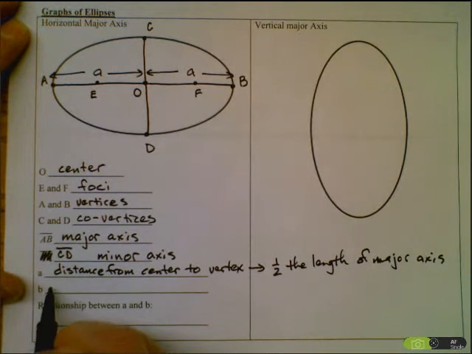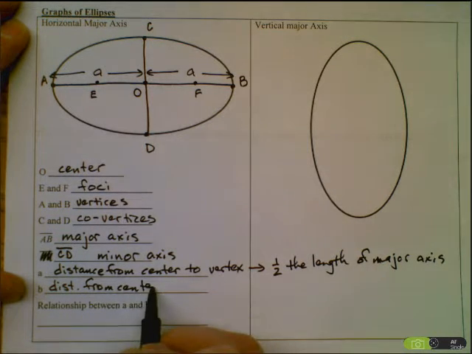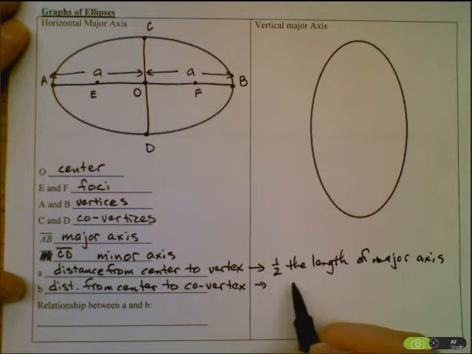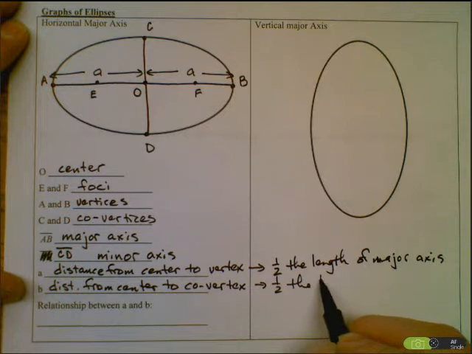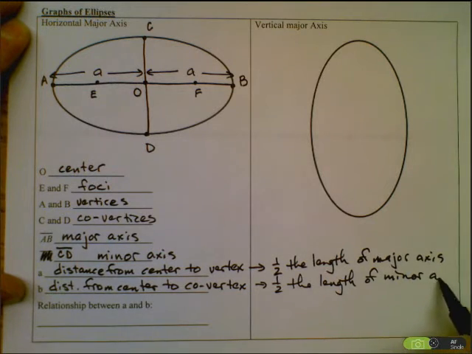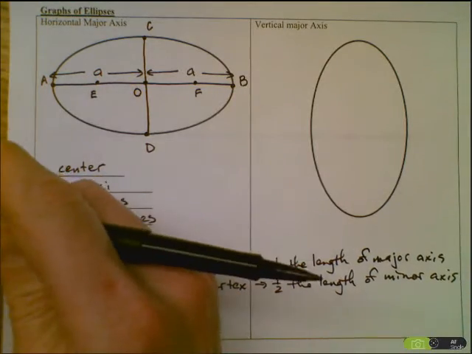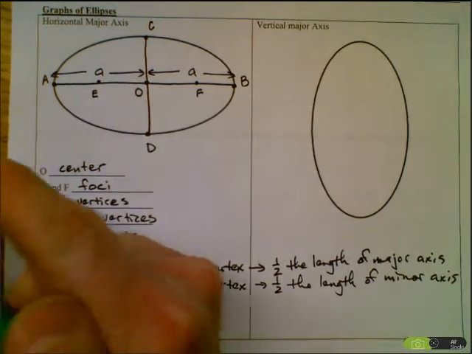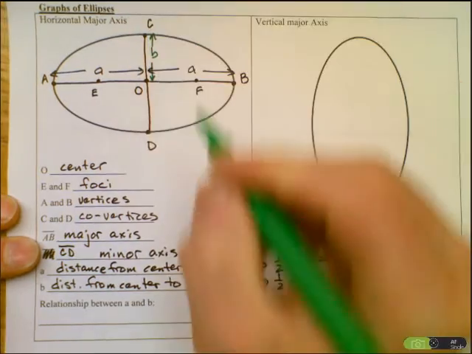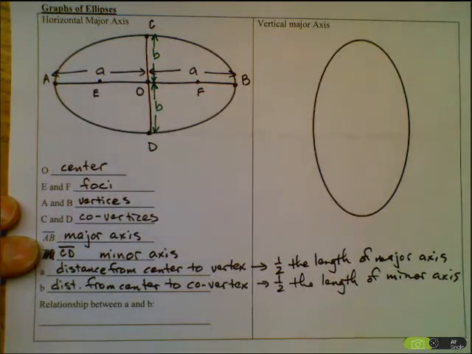Alright, and then for B, it's the distance from center to co-vertex. So this would be half the length of the minor axis. Alright, so if we want to label that on our picture here, let me switch colors. That's going to go from the center up to one of the co-vertices, either that way, and this will be the same distance from the center to one of the co-vertices over there.